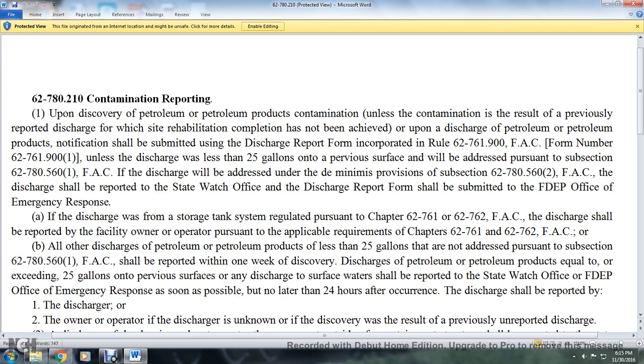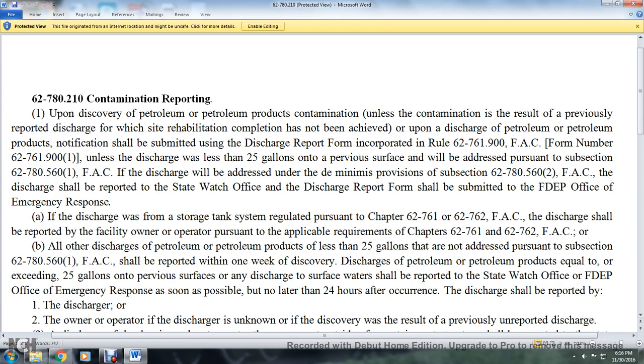62-761 and 62-762 Florida Administrative Code. All other discharged petroleum products of less than 25 gallons that are not addressed pursuant to subsection 62-785-61 Florida Administrative Code shall be reported within 1 week. Upon discovery of a discharge of petroleum products equal to or exceeding 25 gallons on a pervious surface, or a discharge to surface water, it shall be reported to the State Watch Office and the Florida Department of Environmental Protection Office of Emergency Response as soon as possible, but not later than 24 hours after occurrence.